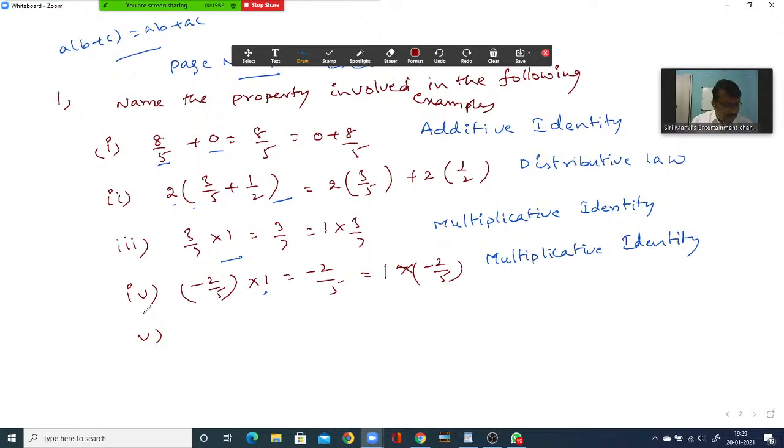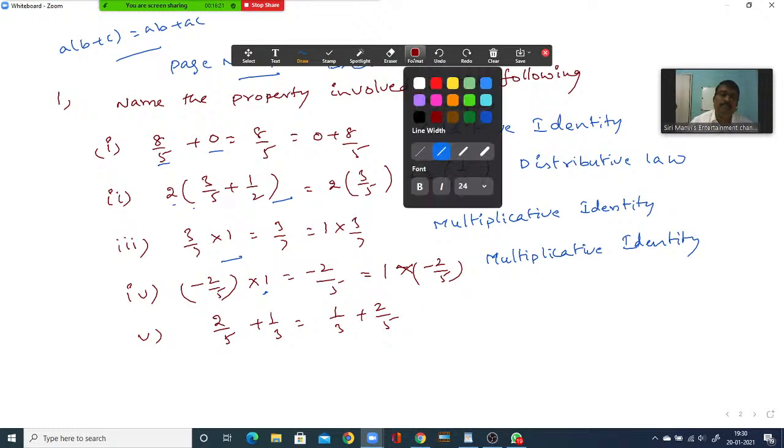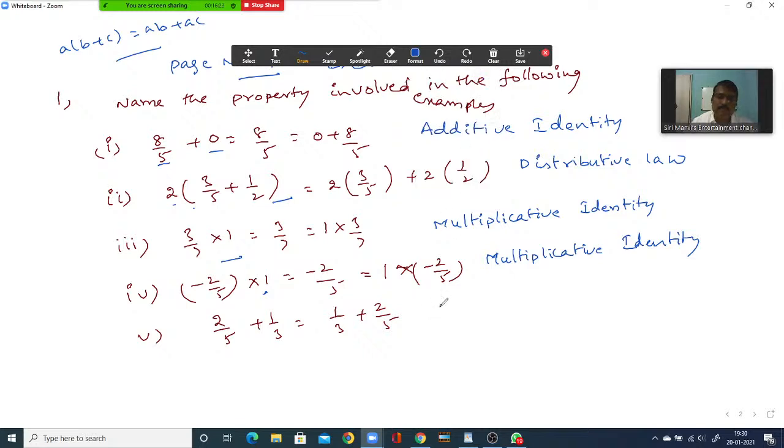So 2 by 5 plus 1 by 3 is equal to 1 by 3 plus 2 by 5. So this is nothing but two rational numbers being added. Interchanging them, the value stays the same. That's why this is called the commutative law. Commutative law.